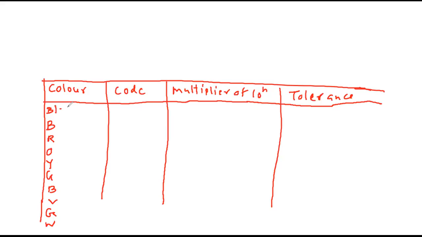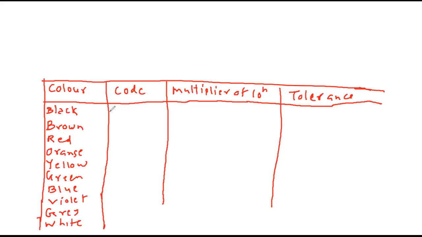This B stands for black, brown, red, orange, yellow, green, blue, violet, gray, and white. Black stands for zero code. Then 1, 2, 3, 4, 5, 6, 7, 8, 9.